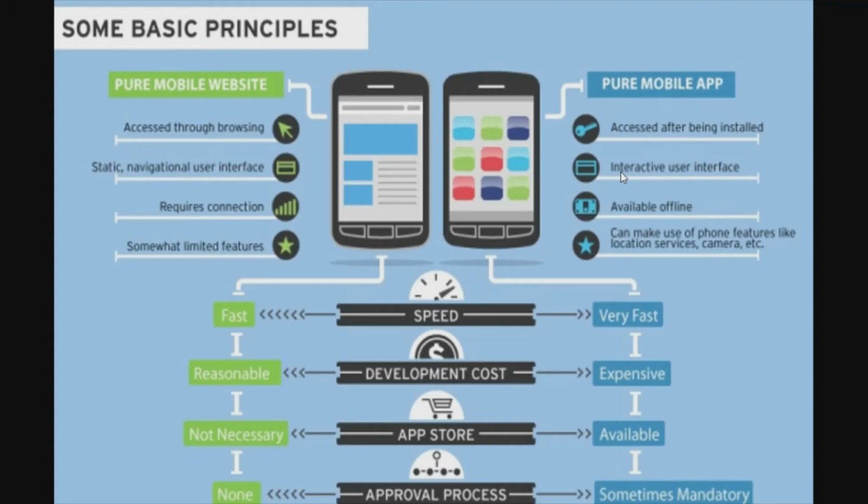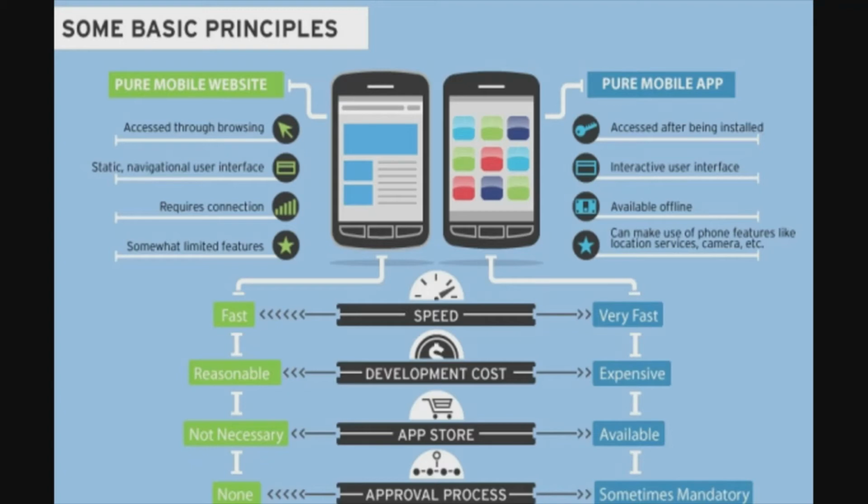This one is more interactive because it can use your sensor, your vibrations, your movement. You can use the application offline, and it does not depend on the internet connection. It can make use of phone features like location services, GPS, and camera. For the website, access is through web browsing. It is using the web browser.